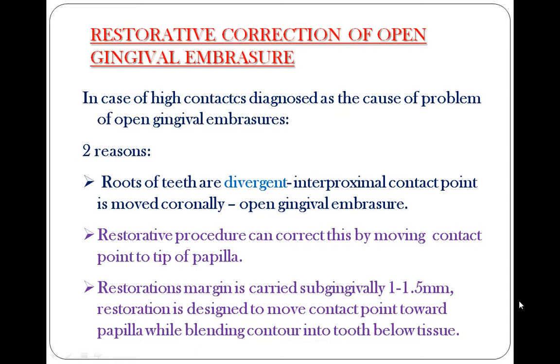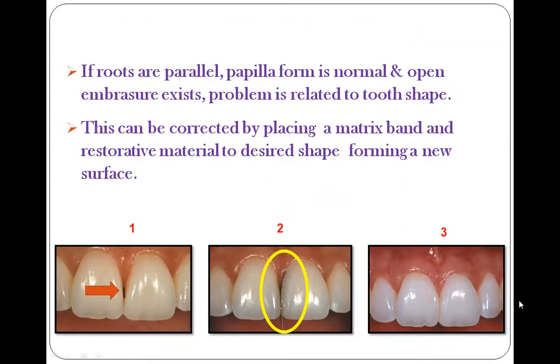And the next condition is where the tooth roots are almost parallel to each other and the interdental papilla is normal, but an open embrasure still exists. Now this problem has occurred due to the excessive tapering of the tooth shape or the excessive contouring of the tooth crown. Now these problems can be managed by restorative procedures. This can be corrected by moving the margins of the restoration subgingivally by about 1 to 1.5 millimeters, and the contact point is now moved from the incisal area towards the tip of the papilla.